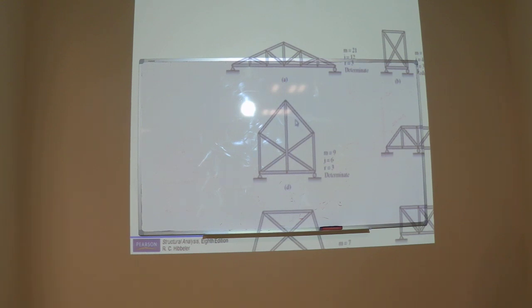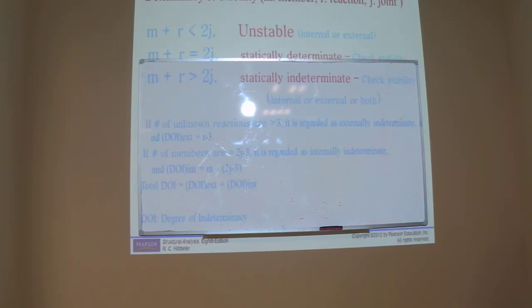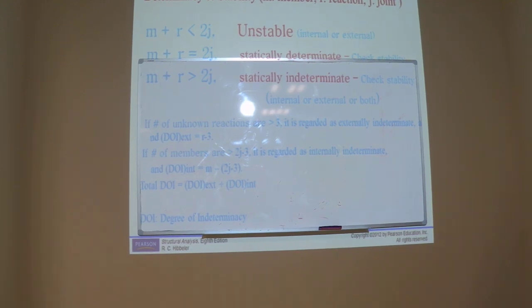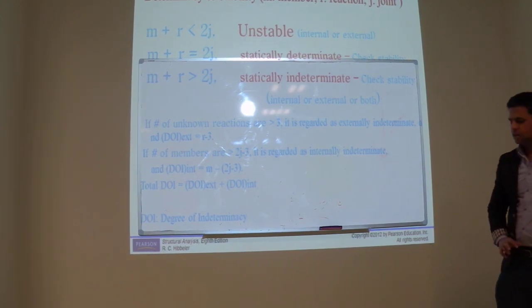Can you see this truss? M is 21, J is 12, R is 3. First of all, what is M? Number of members. What is R? Reaction. And what is J? Joints. Now in case of trusses, we have two types.